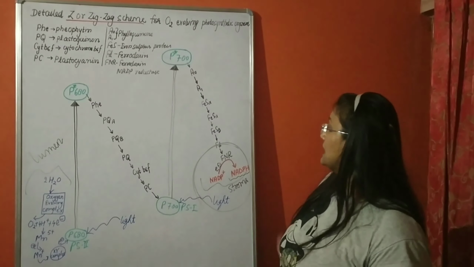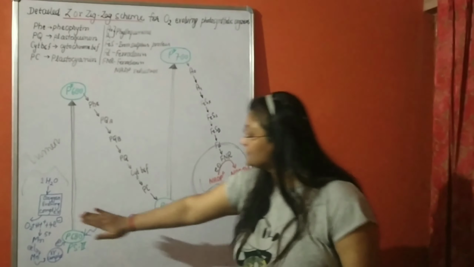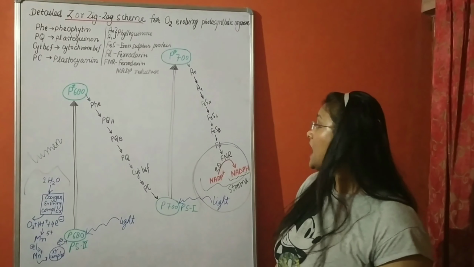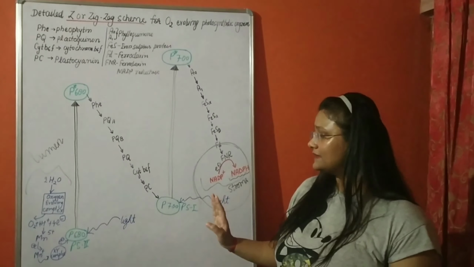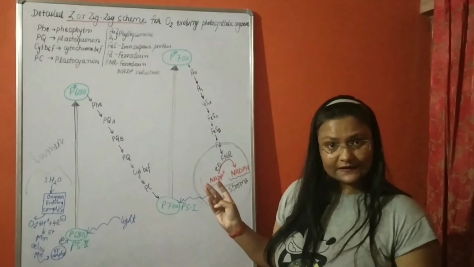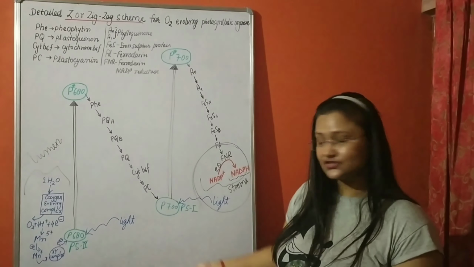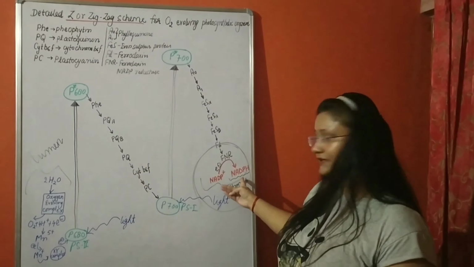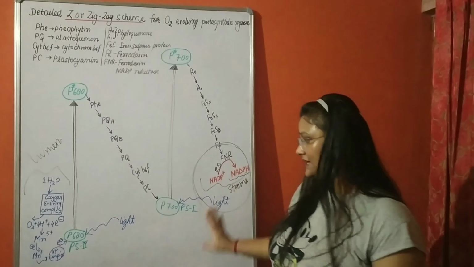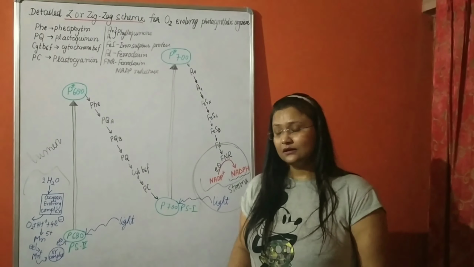So in non-cyclic ETS, all the 4 electrons are pumped by manganese. So all the processes take place, like ATP formation, photophosphorylation. We will start with that in the next discussion. And NADP plus reduction into NADPH occurs in non-cyclic. I will discuss this point again.